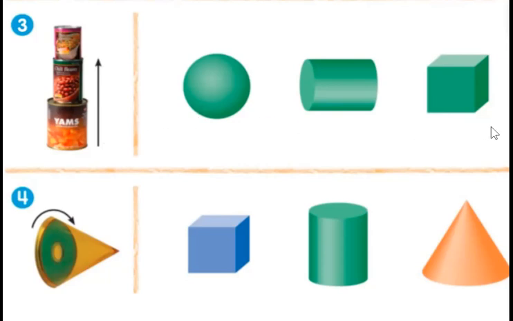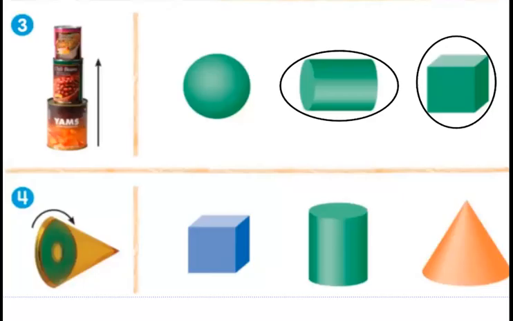Which shapes in this row stack up? Does a sphere, a cylinder, or a cube stack up? So I want you to circle the shapes here in this row that stack up, just like the cylinders do. All right, K5, so cylinders and cubes stack up. Put your finger on number 4.